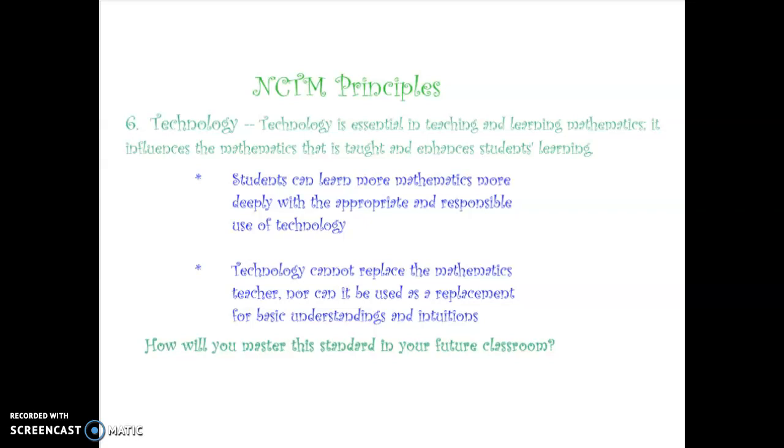So there's lots of ways that technology can be used appropriately and can be used to help students deepen their understanding, as it talks about in your textbook on page 37, and not just as a replacement for basic understanding and intuition, which is what I'm talking about with adding and subtracting positive and negative numbers. Okay, so you guys give me a sentence: how do you think you will master this standard in your future classroom?